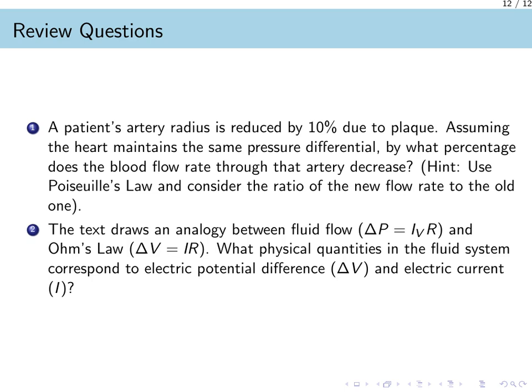The second question asks you to recall the analogy between fluid flow and electricity. We compared the equation delta P equals I sub V times R to Ohm's law, which is delta V equals I times R. What physical quantities in our fluid system correspond to the electric potential difference, delta V, and the electric current, I? Think about what provides the driving force in each case, and what quantity measures the flow itself. Please pause the video here and take a moment to work through these 2 problems.